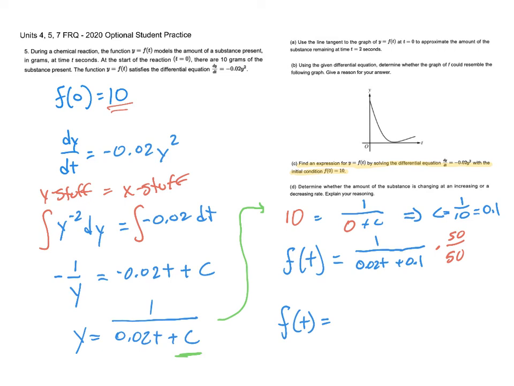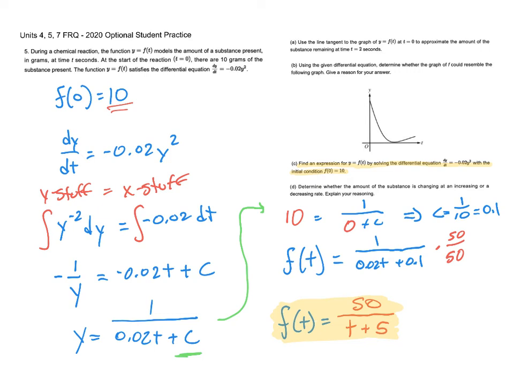So this is going to be 50 on top, and then 50 times 0.2 is 1, so that's just t. And 0.1 times 50 is 5. So this is a cleaner way to write this function f of t. F of t equals 50 over t plus 5. And this is the function that fulfills that differential equation with that initial condition. I like those problems. Okay, just double checking things. I think I've got it.